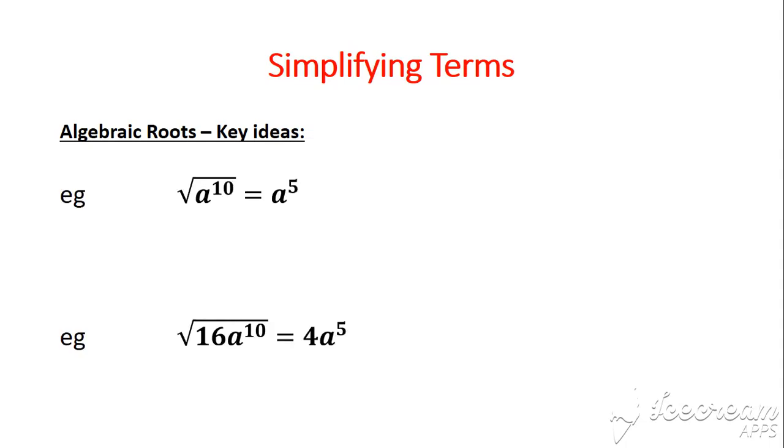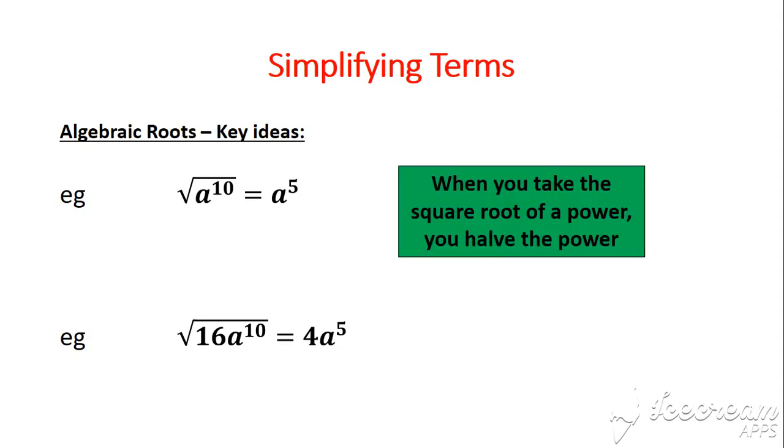When we take a square root of a letter or variable that's been raised to a power, the key thing is we halve the power. So if I take the square root of a to the power of 10, the answer is a to the power of 5 because we halve 10. This is because the square root, which should be written as a square root with a 2 out the front, is really the same as something to the power of a half. And so 10 times a half makes 5.